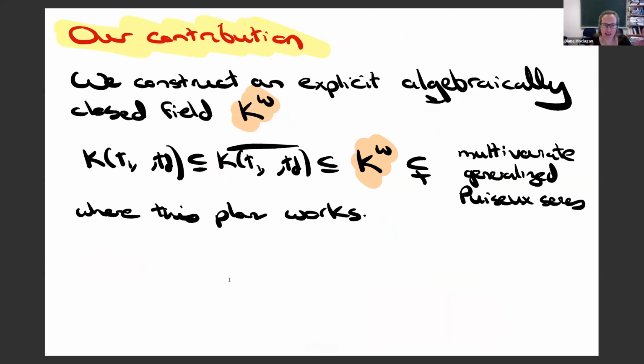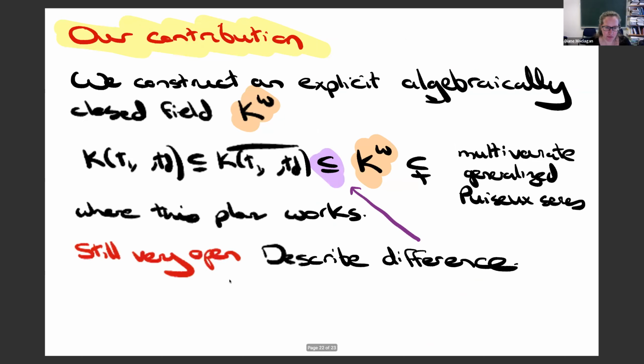So most of the paper, the seven-author paper, is constructing this algebraically closed field, an overfield containing the algebraic closure of rational functions but smaller than the previously known ones, so that this plan of attack works. And maybe I should finish by observing that I think it's still very open to understand the difference here.